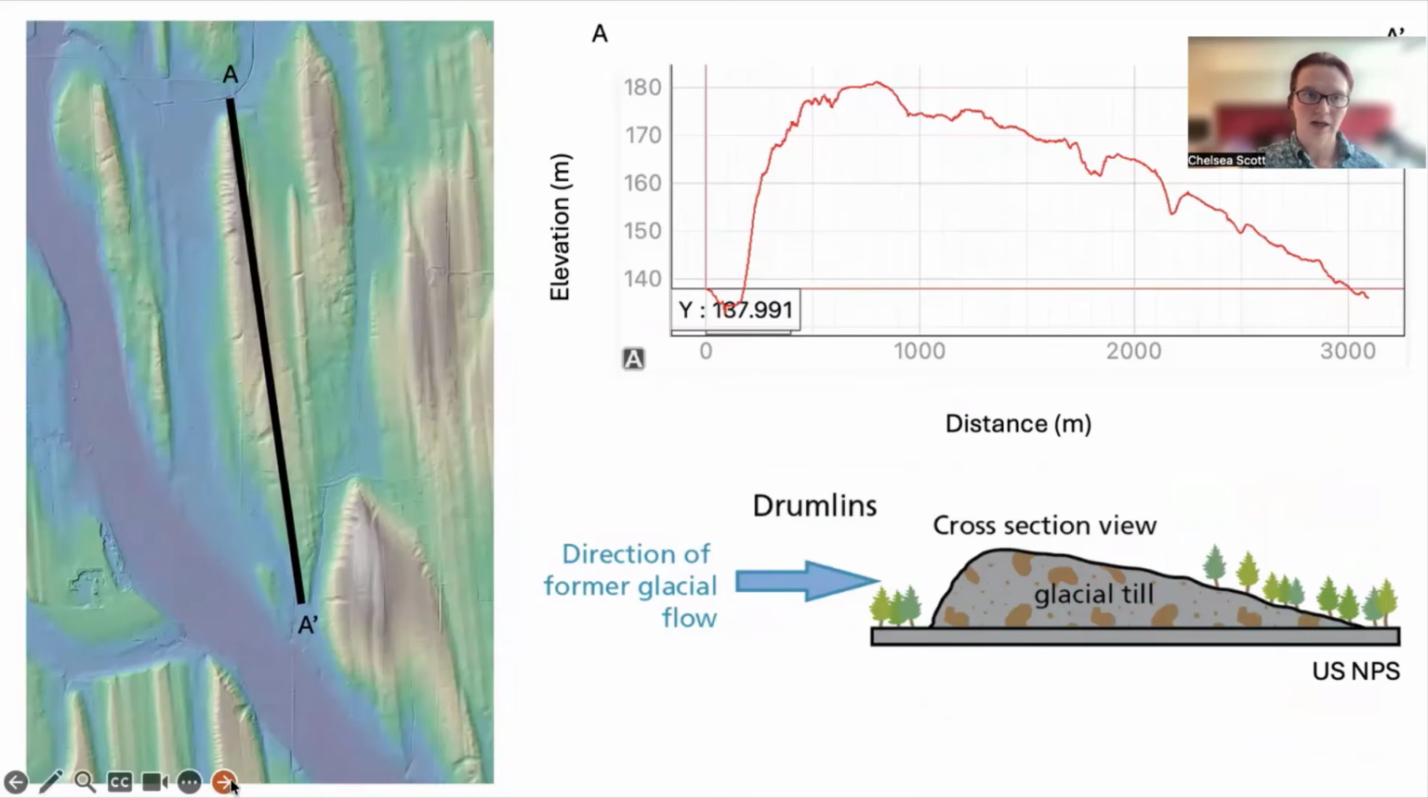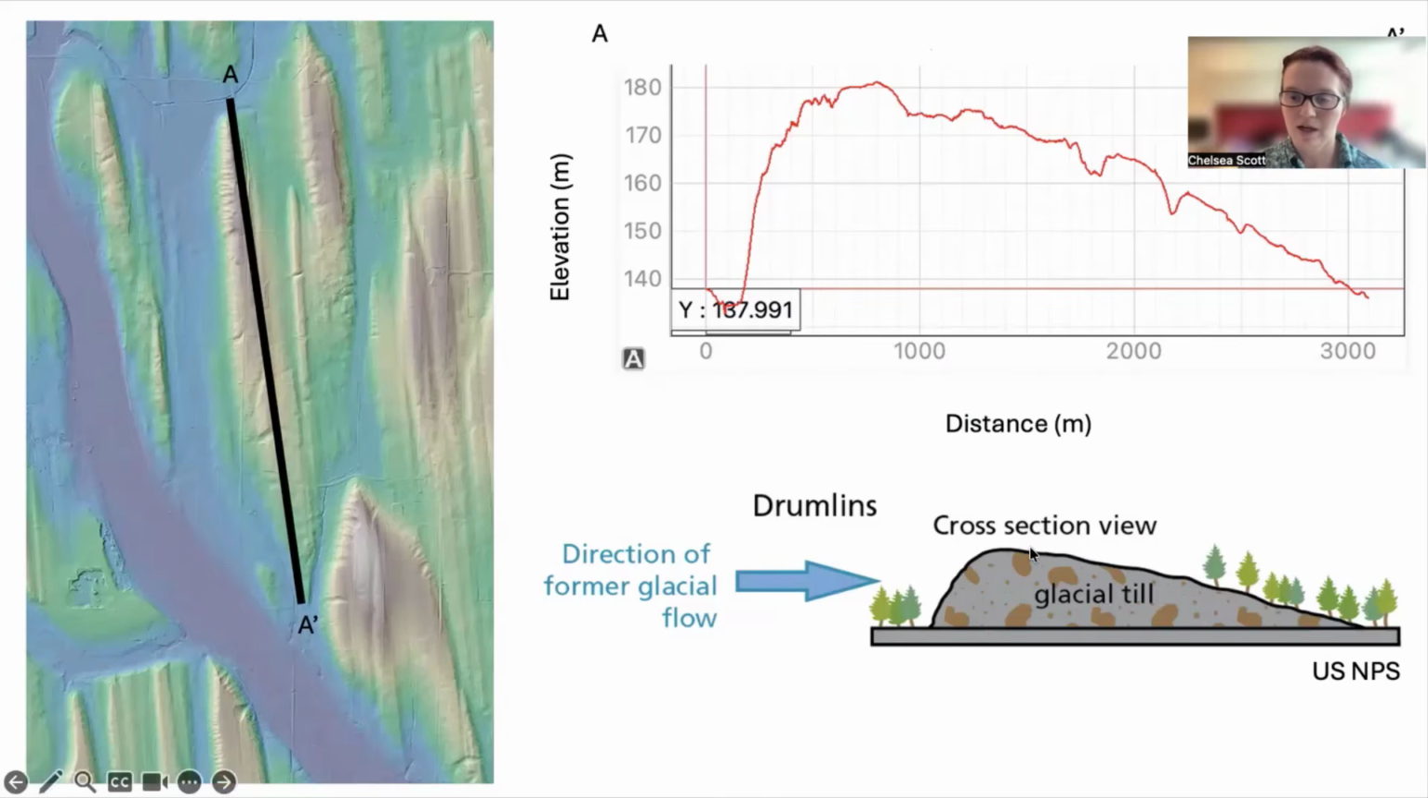So here we're looking at this area here along this long drumlin from A to A prime. And this shows again elevation versus distance. And we see this very asymmetric shape of the drumlin with a steep topography here, which is going to be associated with those very close contour lines, and then much more gentle topography here. And we can actually use this shape of the drumlin to infer the direction of the glacier.